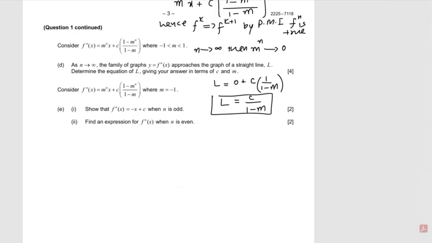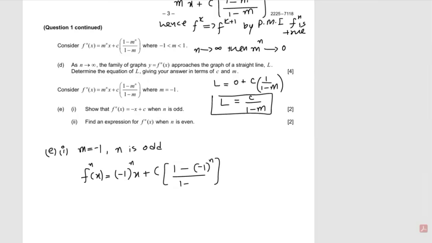Okay. So next part, f of n x equals to this, where m is a negative 1. Part E1, show that f of n x is this when n is odd and when n is even. Okay, that looks simple. So for that, first of all m is minus 1 and let's say n is odd. So f of n x will be minus 1 to the power of an odd number x plus c and 1 minus 1 to the power n over 1 minus minus 1.